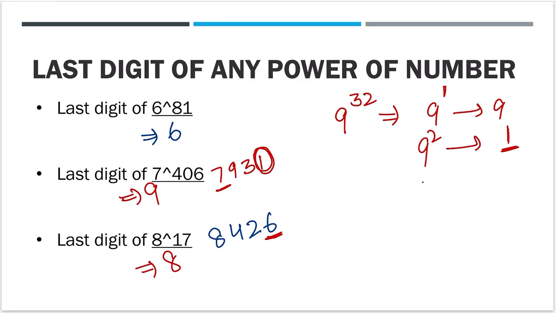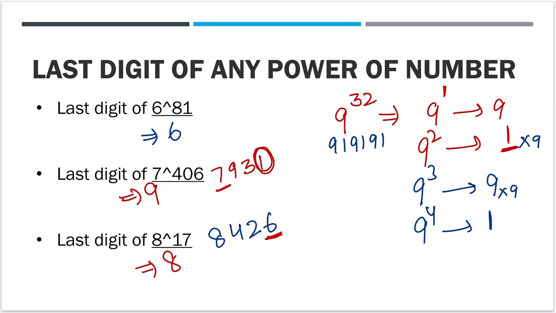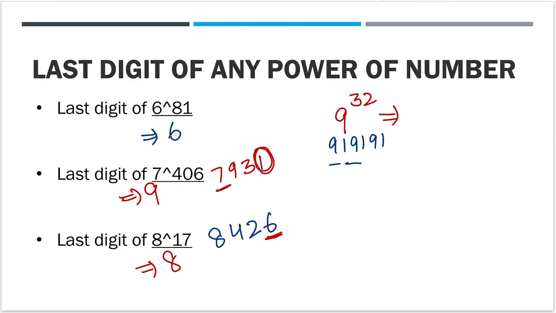9 raised to power 3 will give me 1 into 9, 9. 9 raised to power 4 will be 9 into 9, 81, again 1. So the pattern in the case of 9 is 9, 1, 9, 1, 9, 1. For every even power, I am getting 1. For every odd power, I am getting 9. So the answer for 9 raised to power 32 is 1.